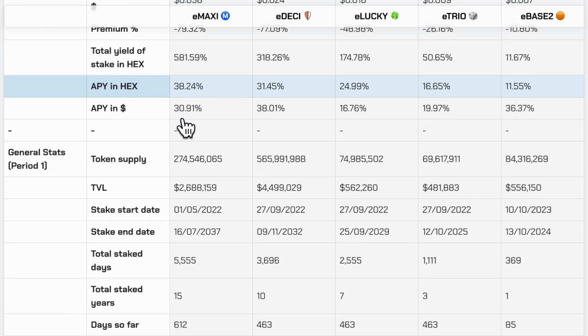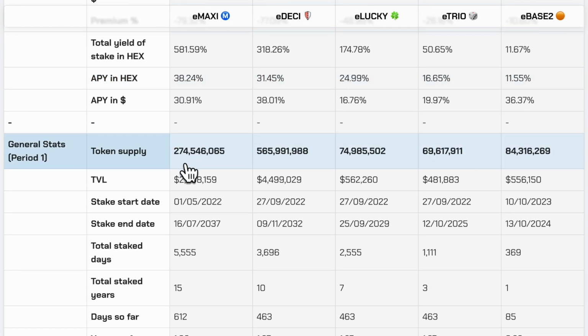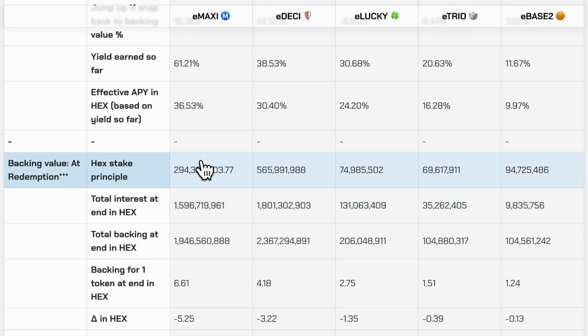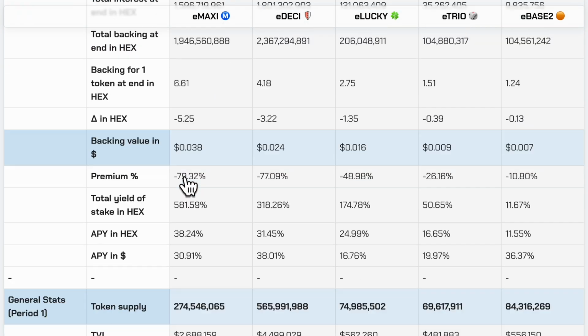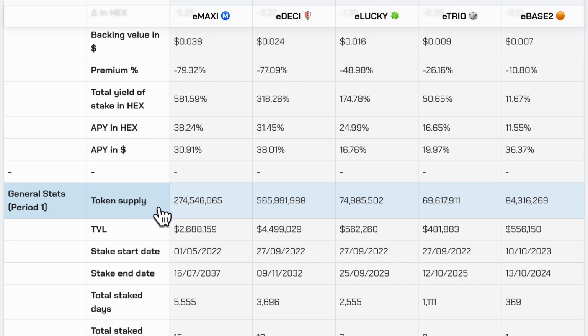Now, if we scroll down, we see the token supply today. It's actually lower. It's 274 million or so. So around 20 million tokens are no longer in the supply, and that's because they were burnt. And it wasn't sent to the contract address, or just a dead address. It was actually burnt, and they no longer exist, so the total supply is less for MAXI.